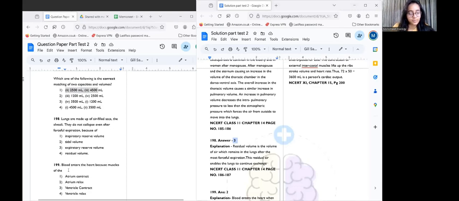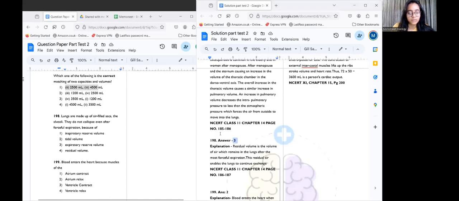The answer for 199th question, blood enters the heart because of muscles of the what? Because of muscles of the atrium relax. The upper chambers of the heart are known as the atrium, the lower chambers are known as ventricles. Whenever blood enters the heart, the atrium will relax to allow the blood to enter. The atrium will then contract to pump the blood into the ventricles. At the time of atrial contraction, there'll be ventricular relaxation, which allows the ventricles to accept the blood pumped by the atrium. So for the atrium to receive the blood, they need to be relaxed. That is answer number 2.